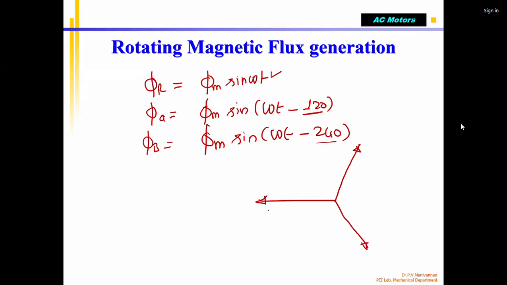Correct? So this is phi R, this is phi G, this is phi B. Each one is separated by 120 degrees. Please note that it is going to rotate. I am giving this at a particular instant while taking a reference. Okay, now this is how the initial starting is, correct?